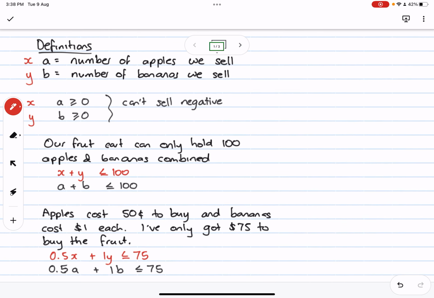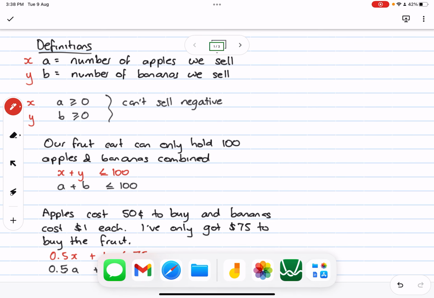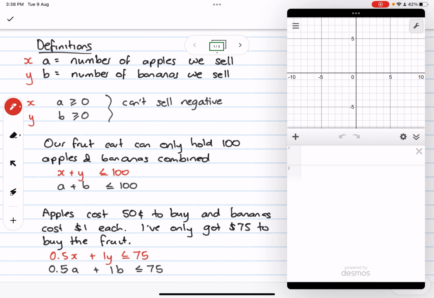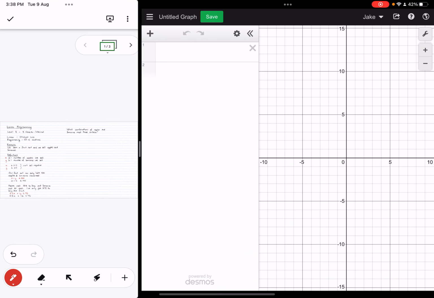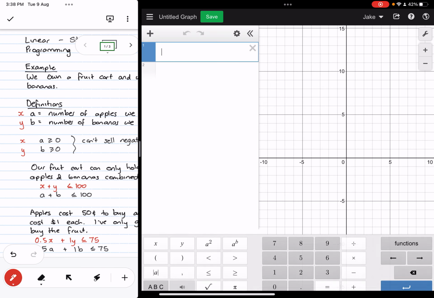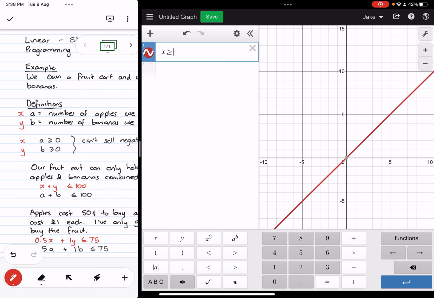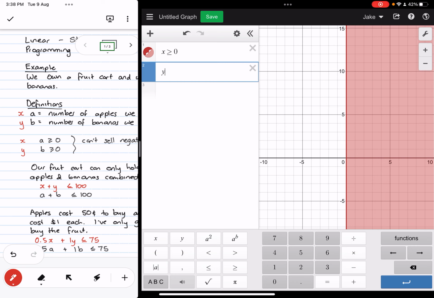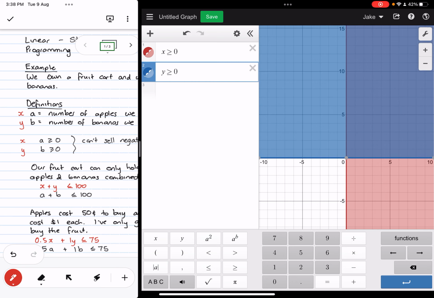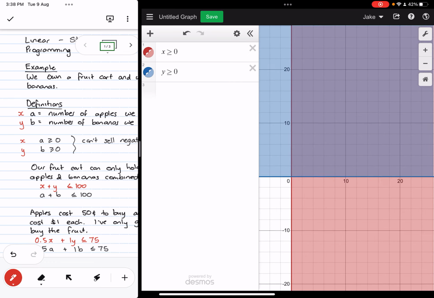So now that I've got them, let's bring up Desmos and pop in these equations. The first equation we've got is x has to be greater than or equal to 0 and y has to be greater than or equal to 0. What we can see here is we've added in the red highlight and the blue highlight. The bit that we want is where the double highlight's happening, which gets very messy very quickly.